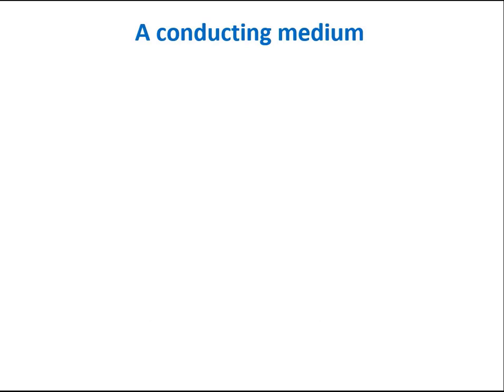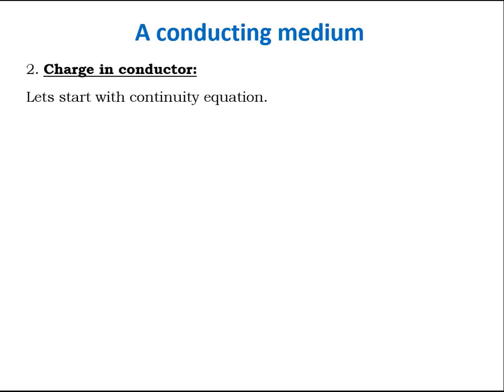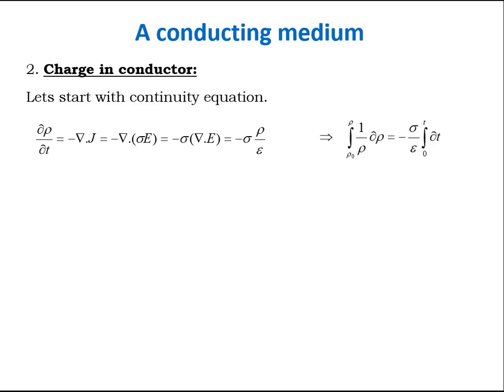Next, we shall see how charge behaves in a conductor. A conducting medium is defined by a zero charge density. Do you believe? Let a conducting medium be given a charge density rho. Now the continuity equation is the starting point. In this, J can be replaced using Ohm's law. So J is sigma E. And then divergence of E can be written using the first Maxwell equation in terms of charge density rho. Now we get the integral equation for the solution of charge density.